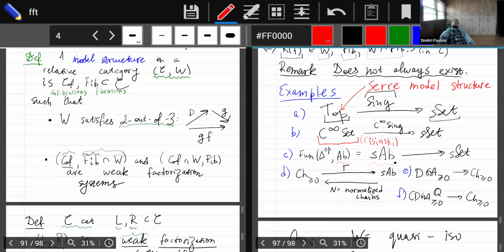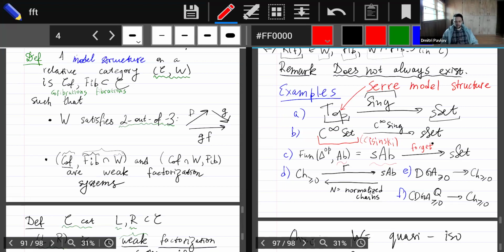Think of simplicial monoids, simplicial groups, simplicial modules, simplicial rings, simplicial algebras, whatever. And all of those categories of simplicial objects have a forgetful functor to simplicial sets, where this forgetful functor forgets the algebraic structure and preserves the simplicial set structure.